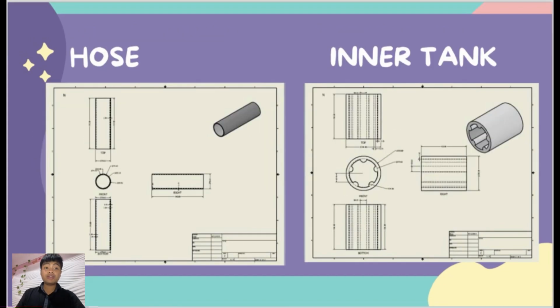Next, I'm going to talk about the hose part of the machine. So from the top view, the length of this hose is equal to 240 millimeters with the thread of 1.84 millimeters and a diameter of 670.63 millimeters. That's all from the top view.